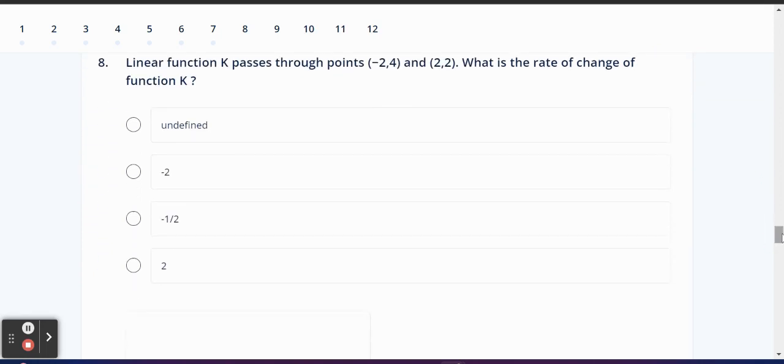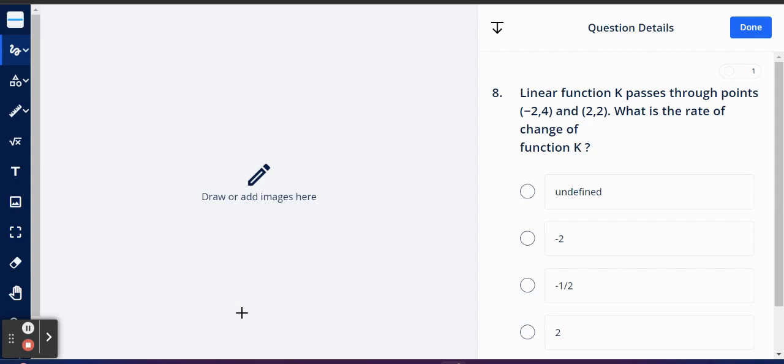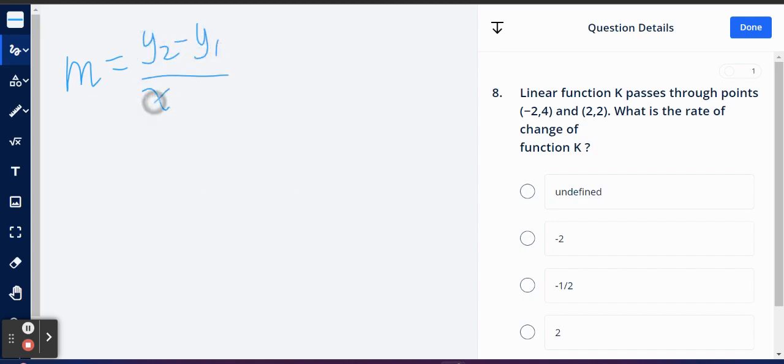All right. Number 8, a linear function passes through the points (-2, 4) and (2, 2). What is the rate of change? All right, so we're going to have to show some work with this one. So we have (-2, 4) and (2, 2). You can use the slope formula. Remember what the slope formula is? y2 minus y1 over x2 minus x1. All right, so my y2 is 2, right? Minus 4. 2 minus 4. And x2 minus x1, 2 minus -2.